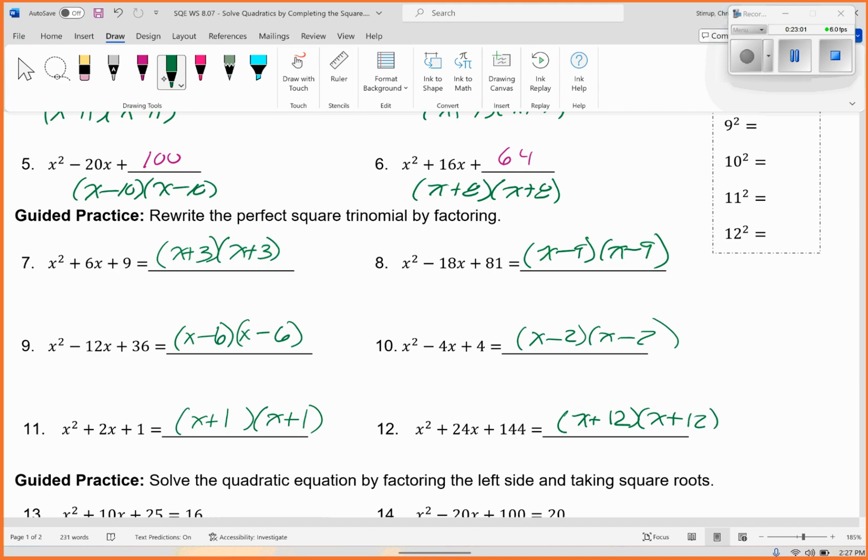You notice they're the exact same 2 binomials, correct? Those binomials are identical because the trinomial, the 3-part problem, if I FOILed together or double distributed together, I would get those answers. Okay? If I factored them, I get those answers. All right.